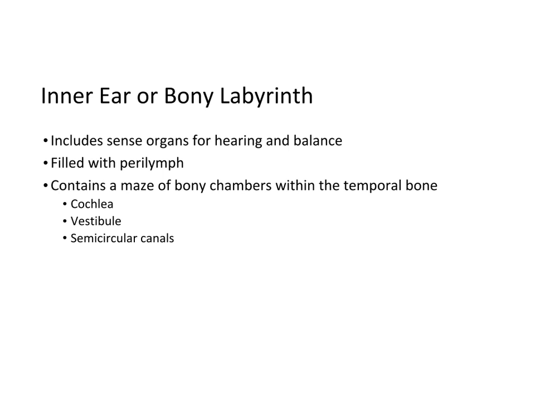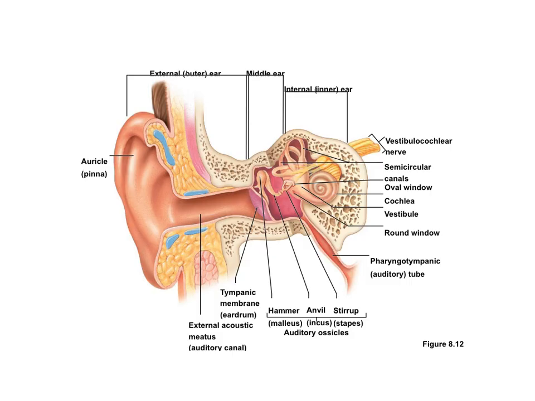The inner ear is also known as the bony labyrinth, and it includes sense organs for both hearing and balance. It's filled with a fluid called the perilymph, and it contains a maze of bony chambers within the temporal bone, and those are called the cochlea, the vestibule, and the semicircular canals. So those three chambers in the inner ear, again, are the vestibule, the cochlea, and the semicircular canals. And those are all going to be involved with hearing and balance.